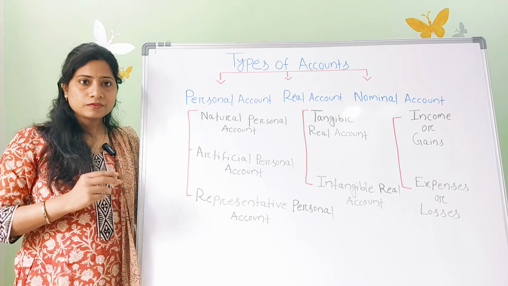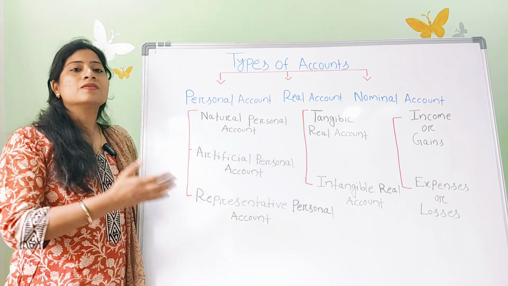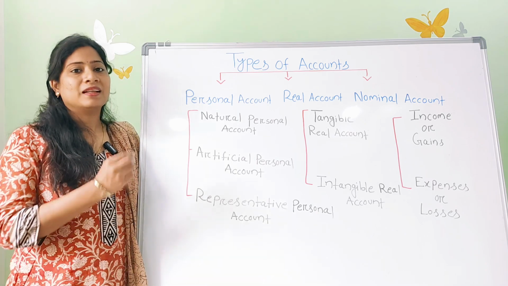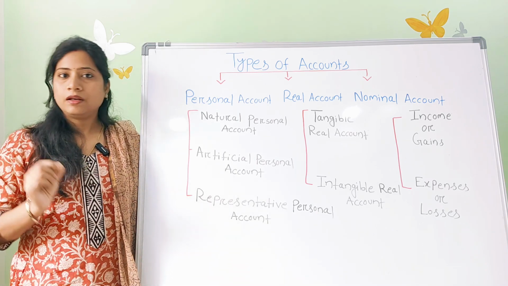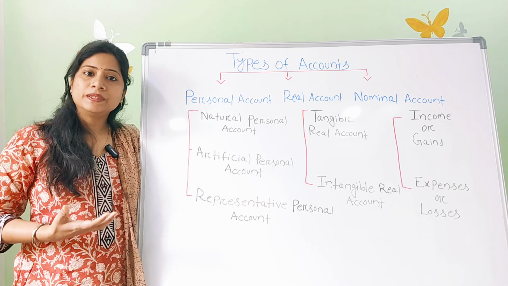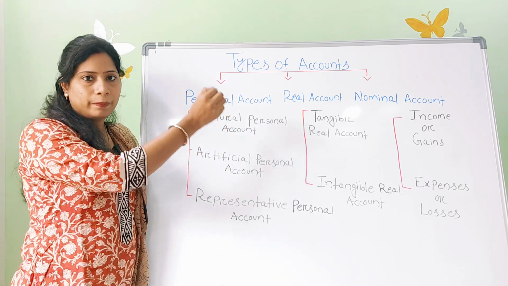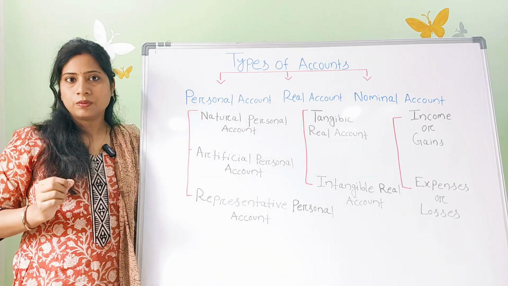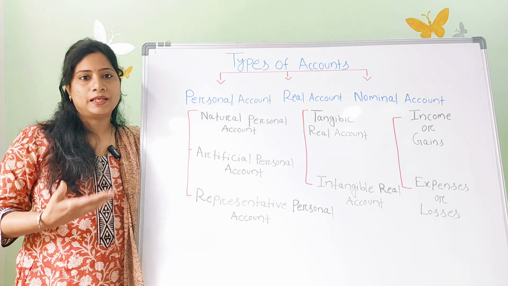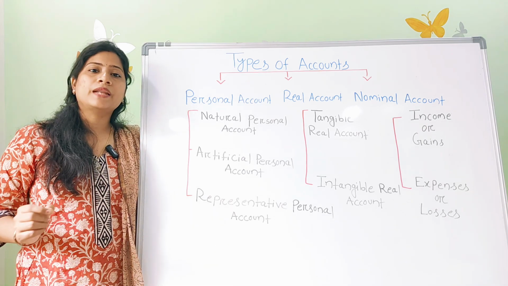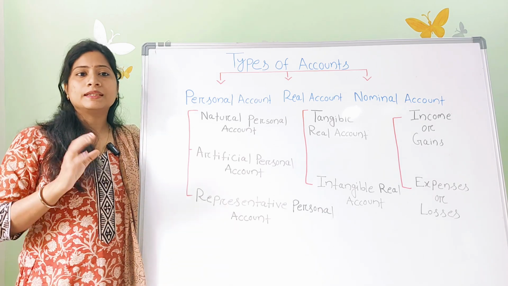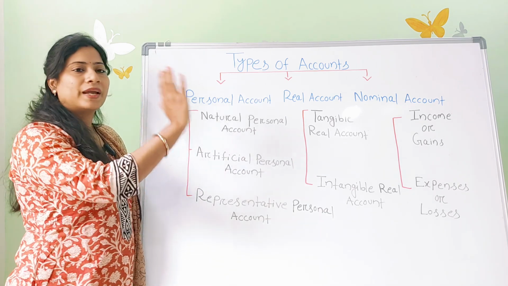Second point, nominal accounts are also called temporary accounts. Why? Because they are closed at the end of the accounting year, and balances get transferred to the real account, which is called permanent account. So nominal accounts always start with zero balance at the start of every financial year or accounting year. So today in this class we learned types of accounts.